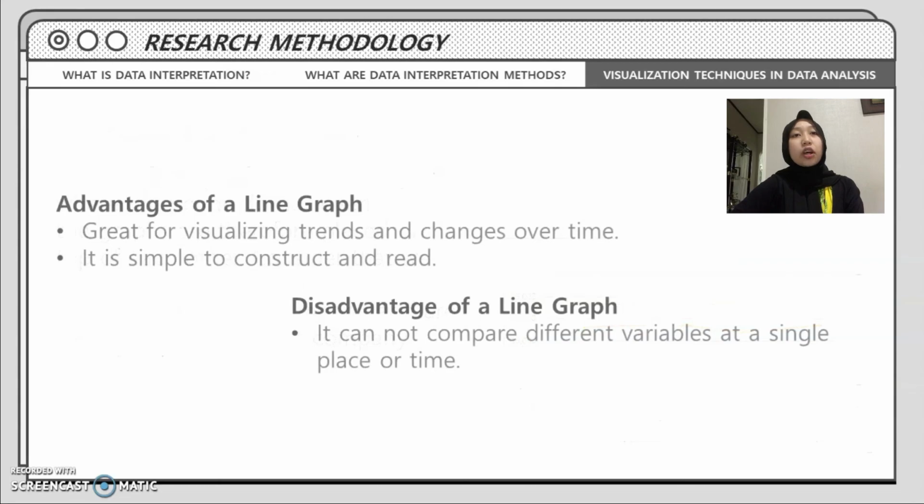The advantages of a line graph are: it is great for visualizing trends and changes over time, and it is simple to construct and read. The disadvantage of a line graph is that it cannot compare different variables at a single place or time.